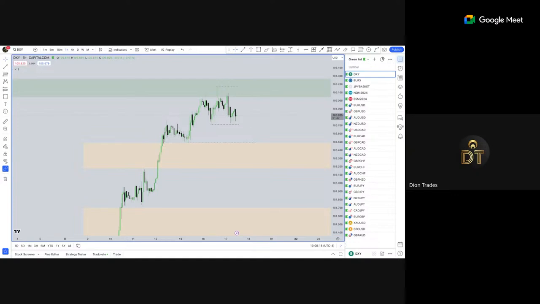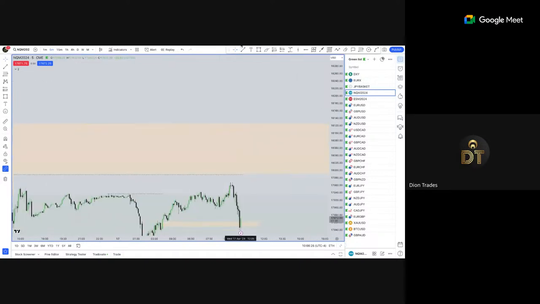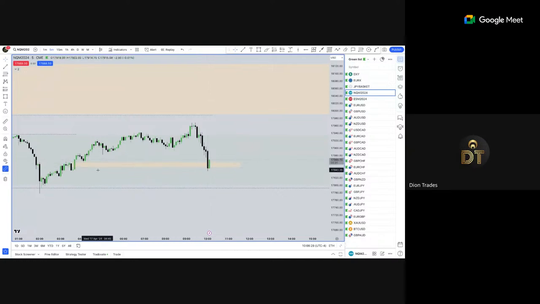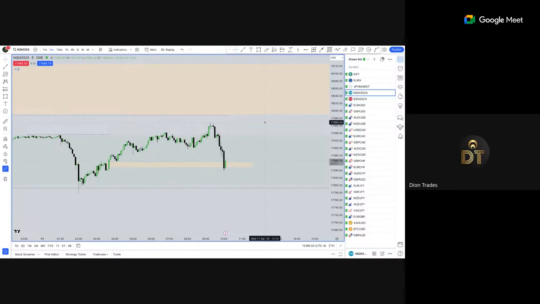Good session. Yeah, we took a scalp loss on NQ. That is fine. First time on Apex Trader Funding. Very nice. Yeah, I should have put my stop loss below the value gap. But yeah, you win some, you lose some. So that's okay.